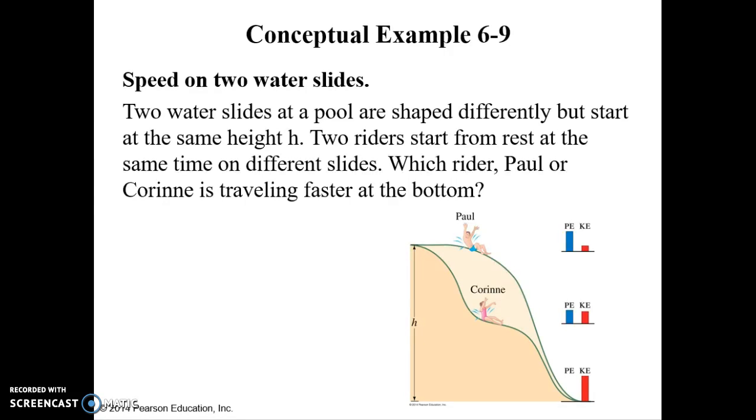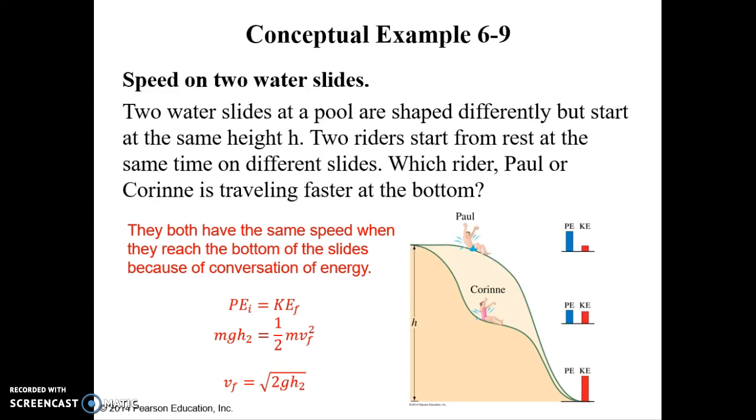Here we have two water slides at a pool that are shaped differently, but the starting height is the same. The two riders start from rest at the same time, but on the different slides. Which rider, Paul or Corny, is traveling faster at the bottom? And the answer is that they both have the same speed when they reach the bottom of the slides because of conservation of energy. The initial potential energy all equals final kinetic energy. And if we were to solve it mathematically, it only depends on the height to solve for the final velocity.